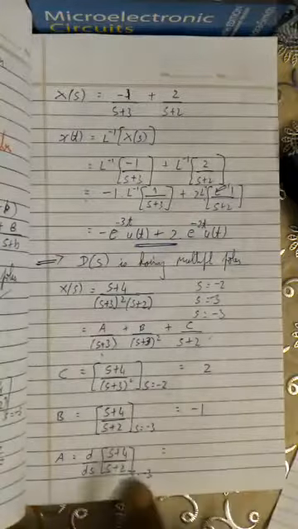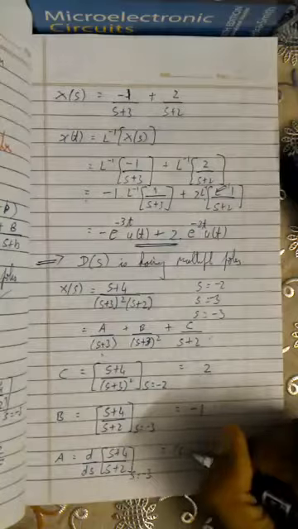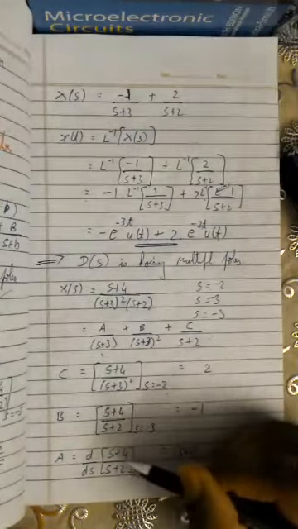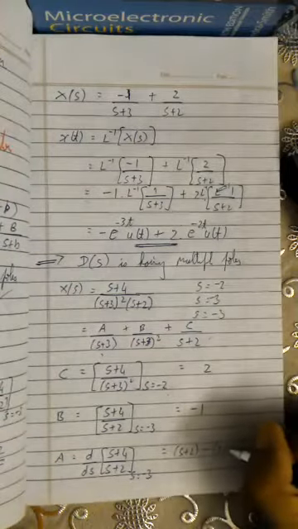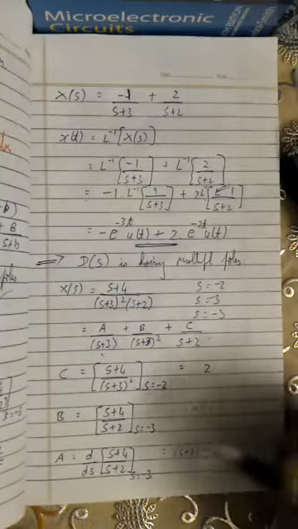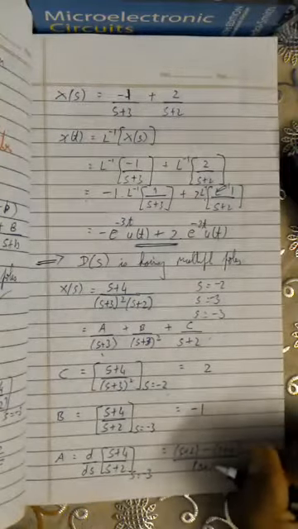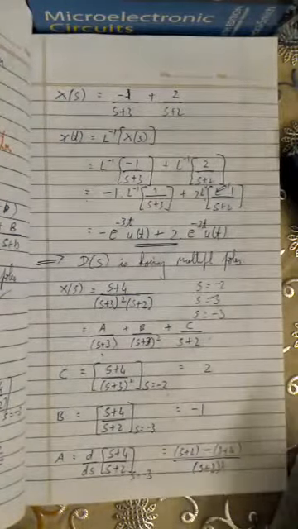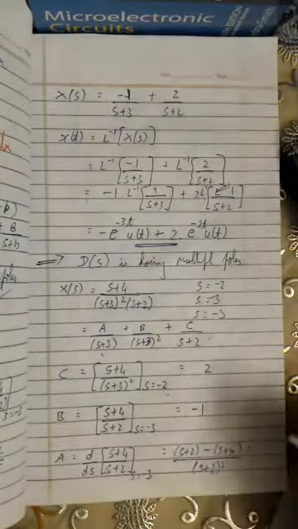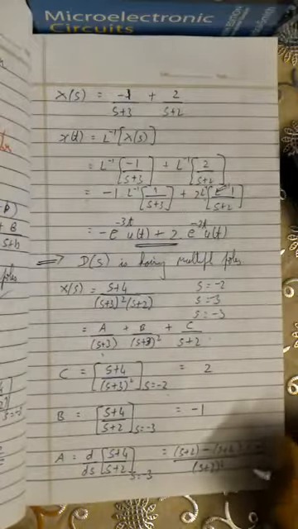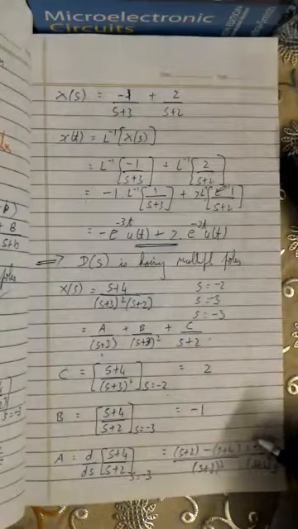So which is nothing but, here this is u by v, so v into du, du is 1, if you differentiate, minus u into dv, u is s plus 4 into dv, here dv is 1 by v square, that is s plus 2 the whole square. This is nothing but, here s and s is cancelled, 2 minus 4 is minus 2, so minus 2 by s plus 2 the whole square.